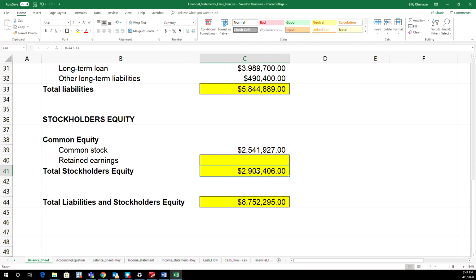Now the last box that we have to fill out here is our retained earnings, and we know what our total stockholders equity is. In this case, this balance sheet was built so that our total stockholders equity was just common stock plus retained earnings. So to calculate our retained earnings, we are just going to take our total stockholders equity and subtract our common stock. And that's going to give us retained earnings of $365,479.